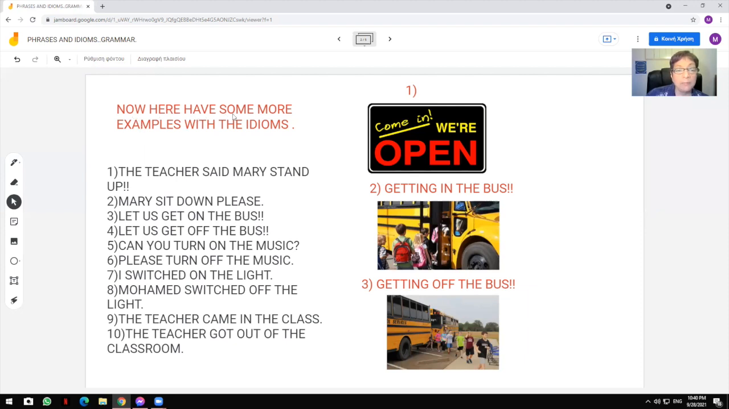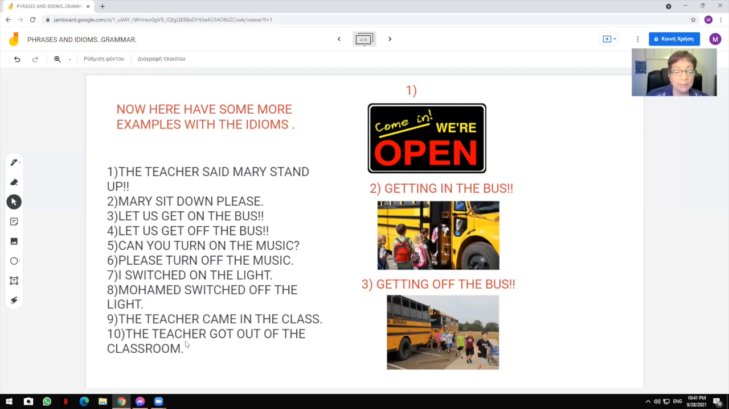Now here we have some more examples with the ideas. The teacher said, Mary, stand up. Mary, sit down, please. Let us get on the bus. Let us get off the bus. Can you turn on the music? Please turn off the music. I switched on the light. Mohammed switched off the light. The teacher came in the class. The teacher got out of the classroom.